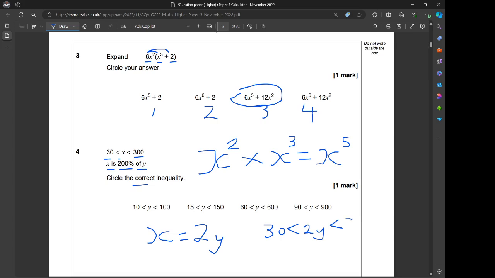This is actually AQA higher tier paper 3 from November 2022.